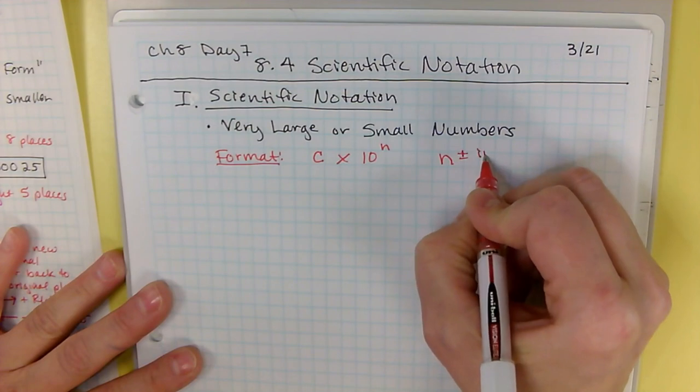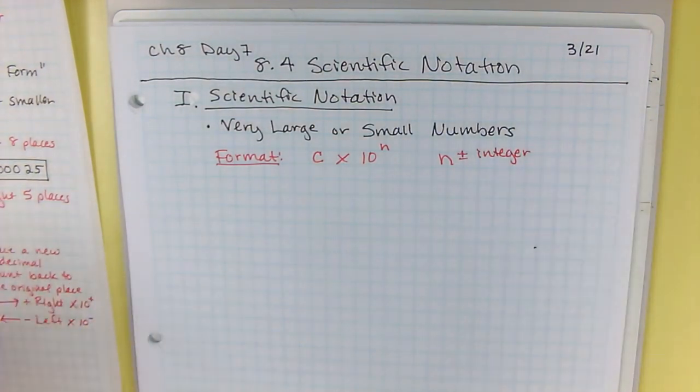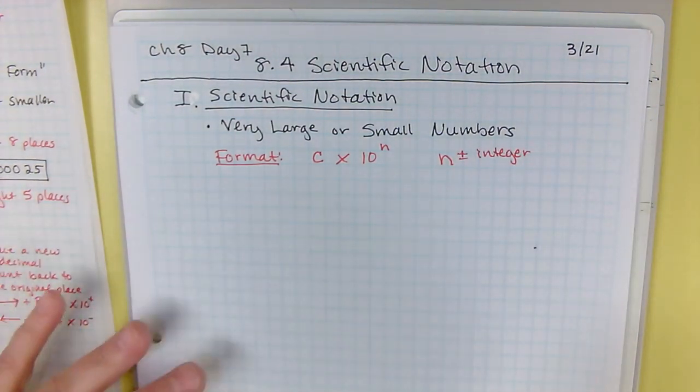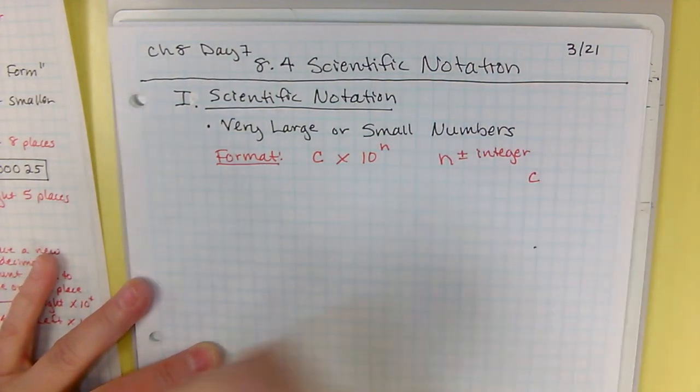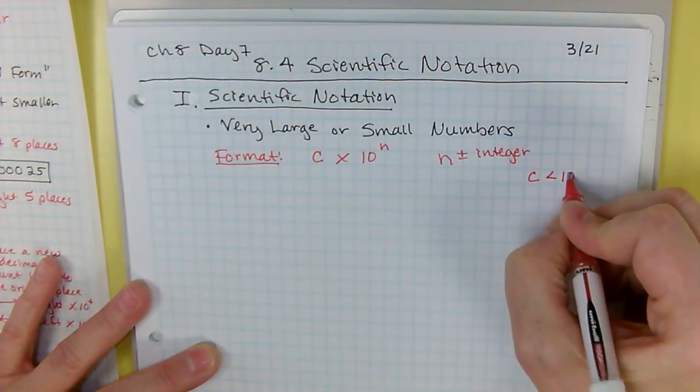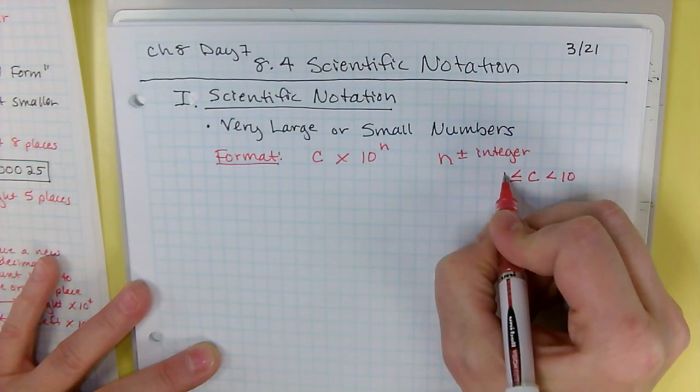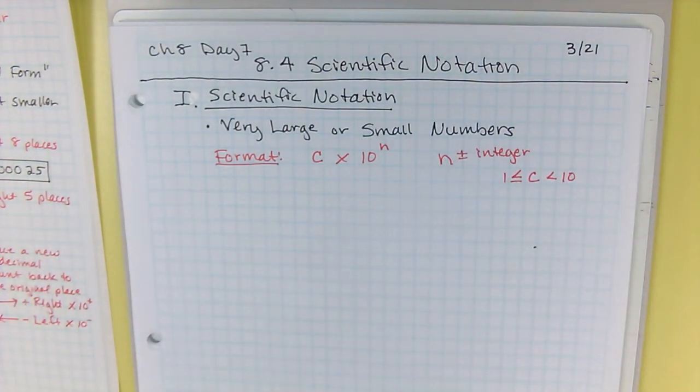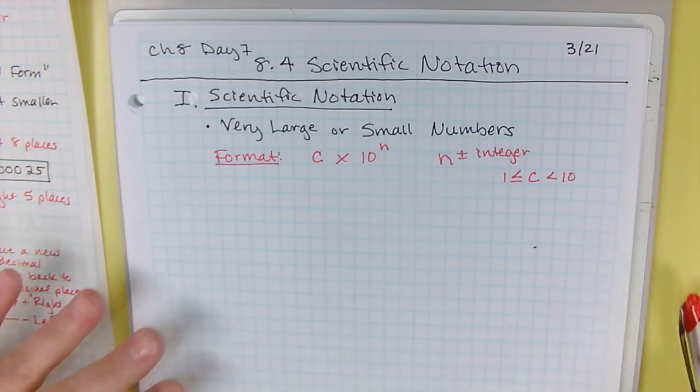N is a positive or negative integer. Of course, integer means whole number, plus and minus. C has to be less than 10 and greater than or equal to 1. It cannot be smaller than 1 or greater than 10.